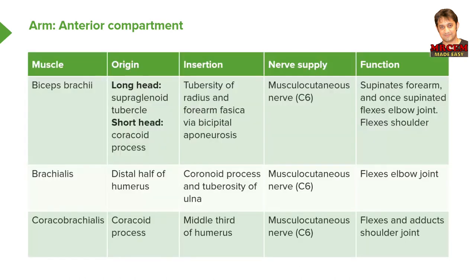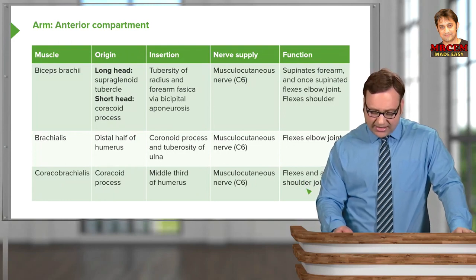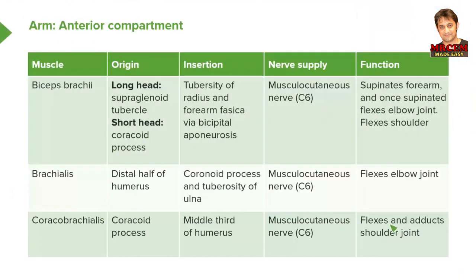And here we can see we've got coracobrachialis running from the coracoid process of the scapula to the middle third of the humerus. It's supplied by the musculocutaneous nerve, the musculocutaneous nerve that was coming from the brachial plexus. This muscle doesn't cross the elbow joint. It just crosses the glenohumeral joint. And because it does that, it flexes and also adducts this joint.